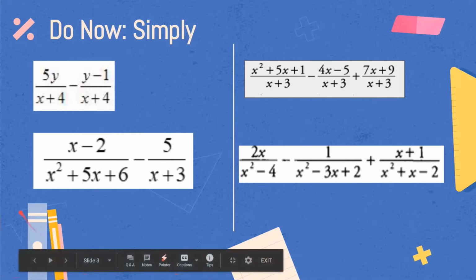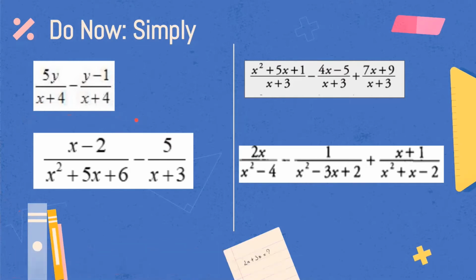So for the first one, you already have the same denominator, so you don't have to do much. But please make sure that you work your way through the second, third, and fourth ones by having the same denominator for all of them.